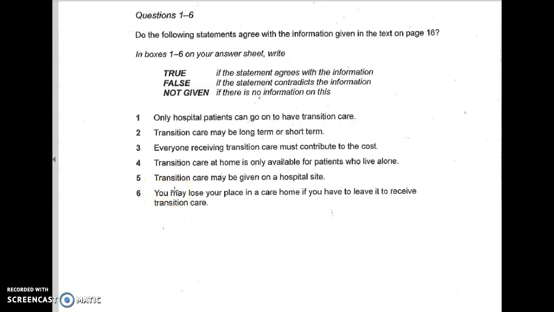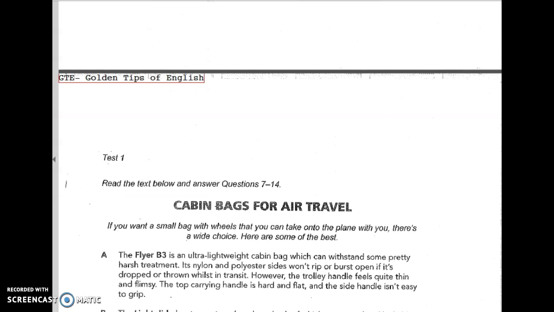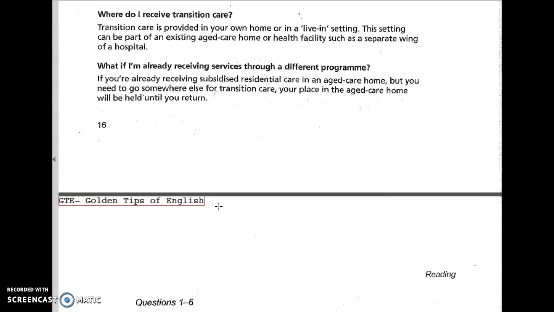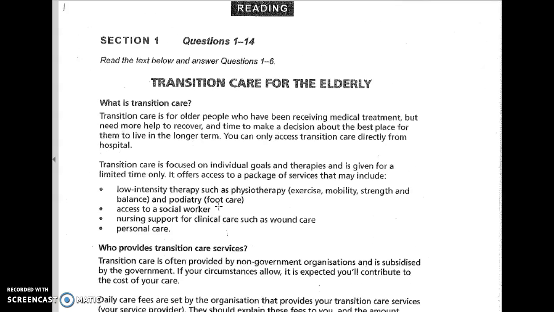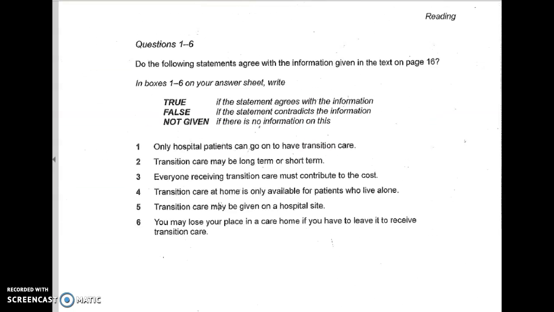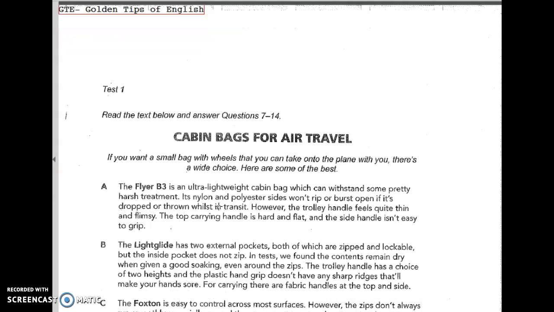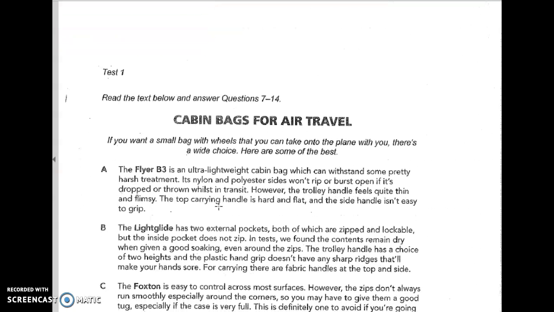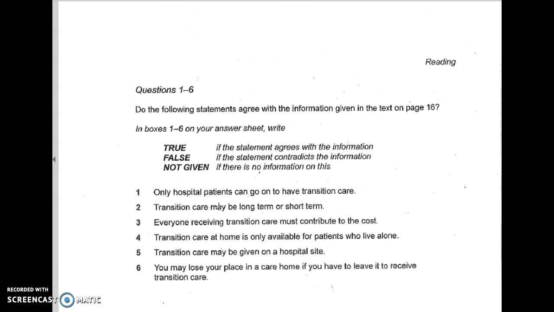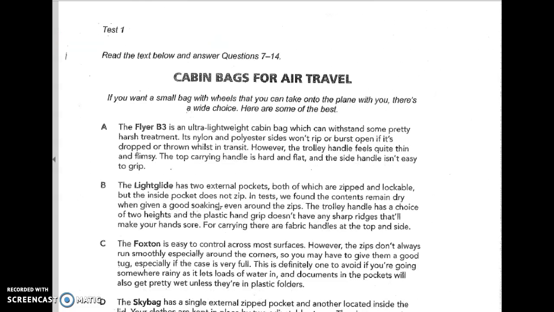Transition care may be given on a hospital site. It's true. You may lose your place in a care home if you have to leave it to receive transition care. They don't say anything about that. Okay. So again, we have to skim to come back to the questions and find the answers in the right paragraphs. So it's a good exercise. So question 1 to 14. So we have 7 questions here. Okay, 6 questions. Now, read the text below and answer question 7 to 14.